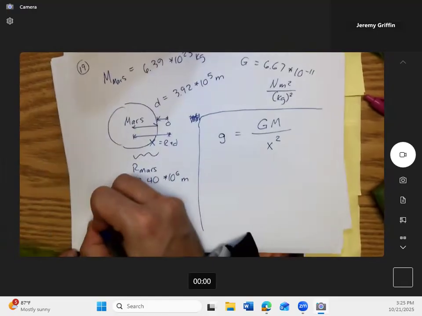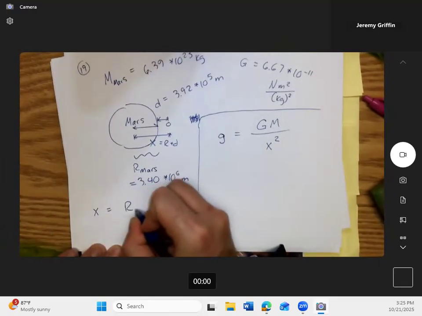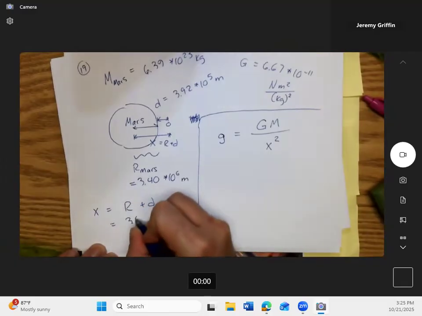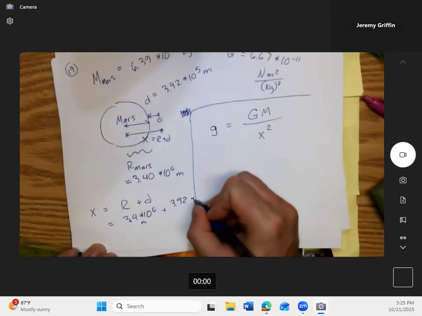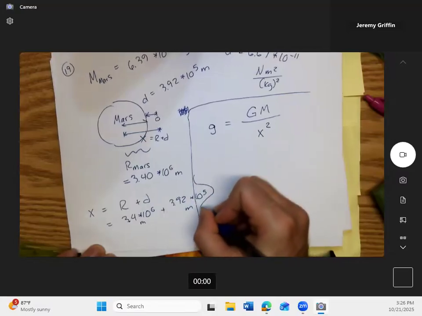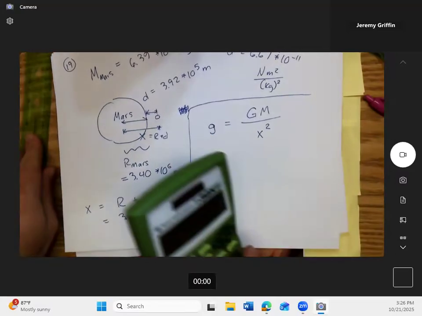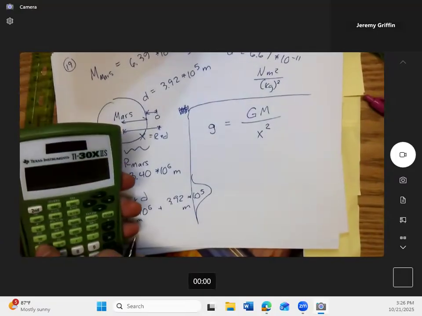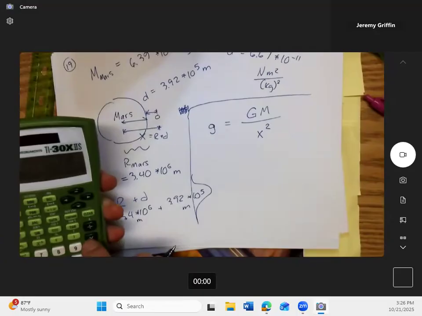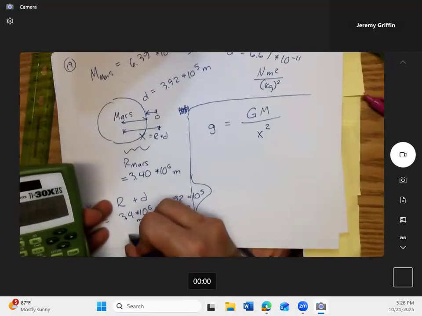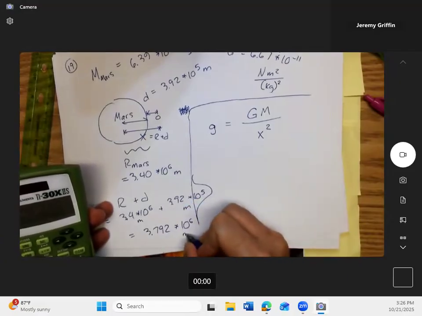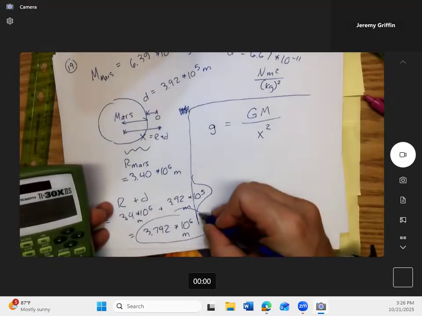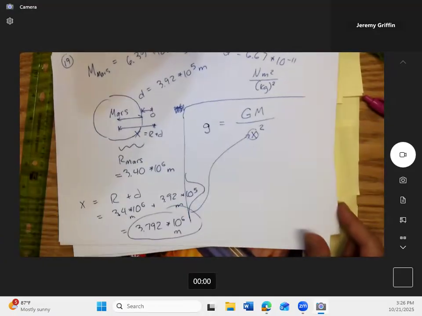Let's figure out what x is. x is equal to r plus d, which is 3.4 times 10 to the 6 meters plus 3.9 times 10 to the 5 meters. So 3.4 times 10 to the 6 plus 0.39 times 10 to the 6. I'm getting 3.79 times 10 to the 6, and that's still meters. So there's my x value, and I can plug it right there.